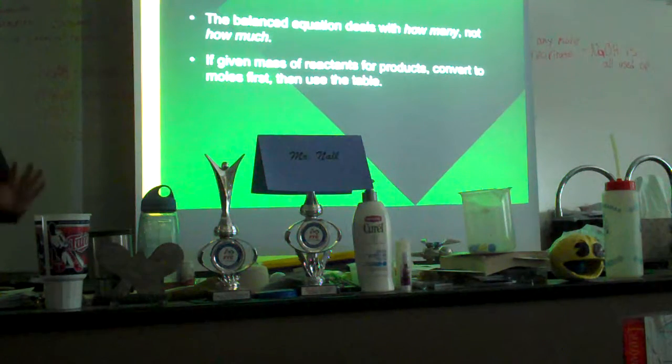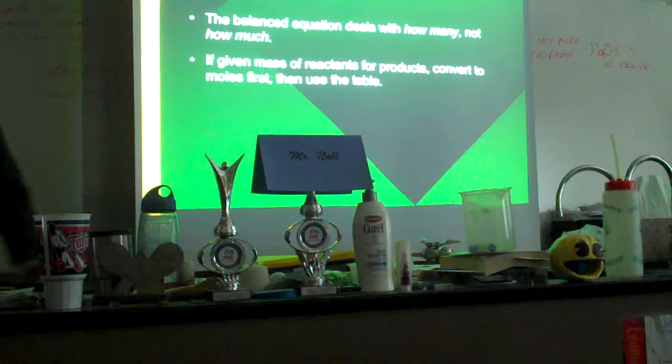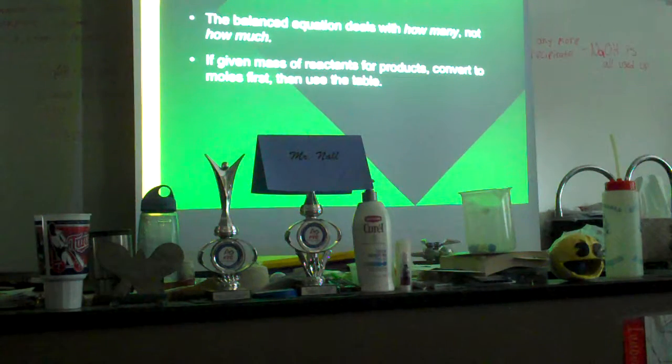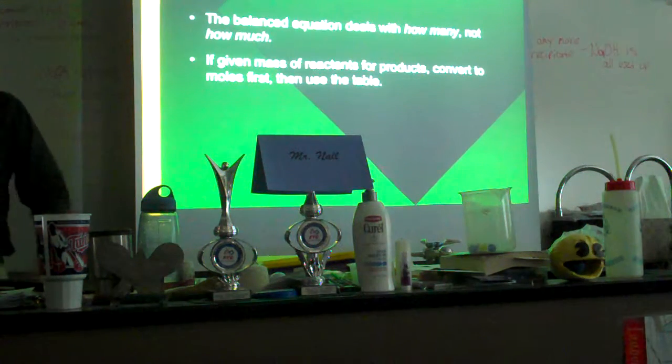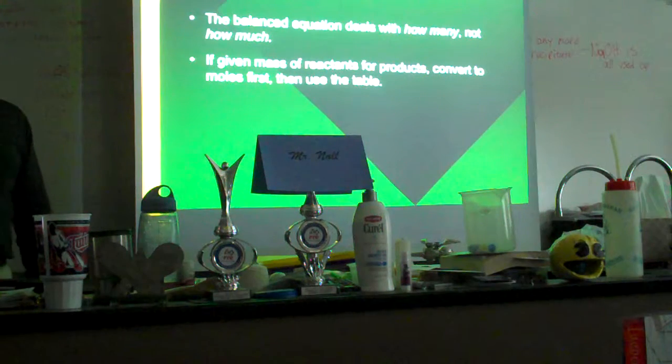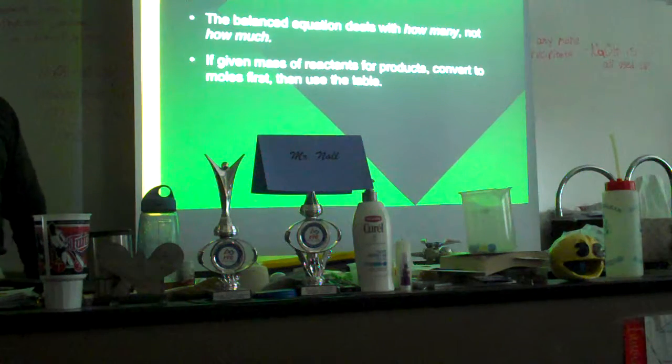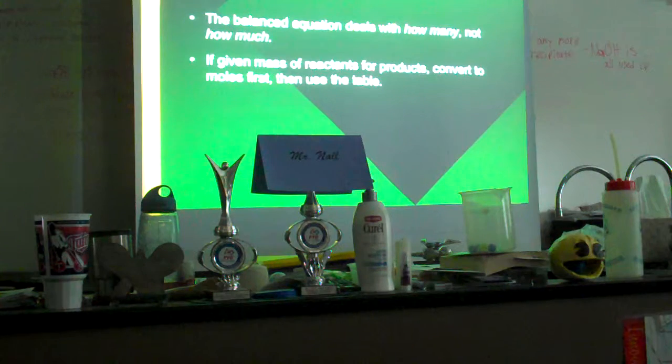So if you are given the mass of a reactant or a product in grams, you're going to have to turn that into moles first before you can use the table to convert things. So if you have grams, you have to convert to moles first. Then once you figure out moles, you should be good to convert the moles of what you're looking for back into grams.